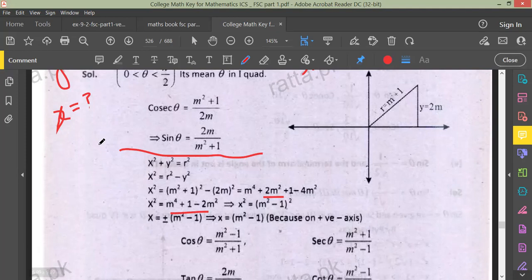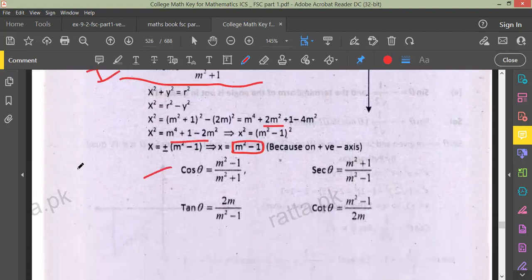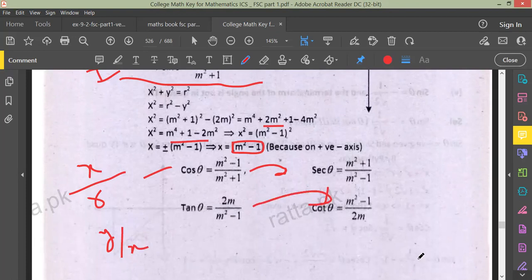So this is in first quadrant. Meaning of this, from 1 to 90 is in first quadrant. So value of x will be positive m square minus 1. We know that value of x, y, and r. So simply we will write the value of cos theta, because cos theta is equal to x over r. So value of x will be m square minus 1, value of r is equal to m square plus 1. Similarly, sec is inverse of this, and tan is equal to y over x, value of y is equal to 2m, and value of x is equal to m square minus 1. So what will be the inverse of tan theta?